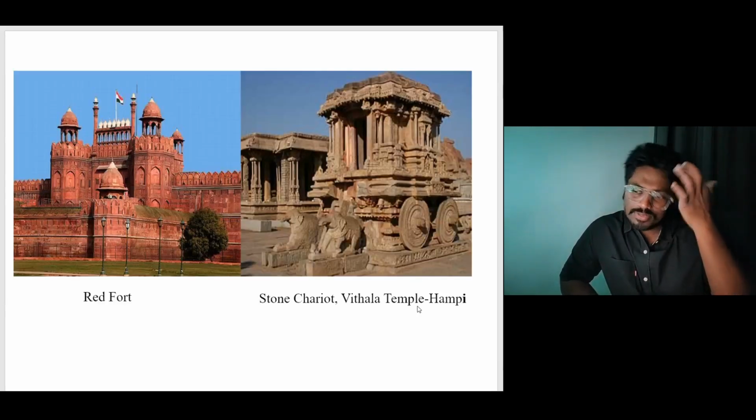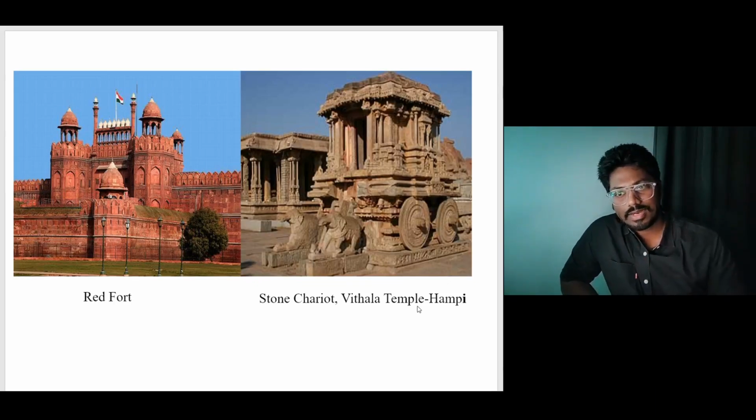So these are the examples. Red Fort is completely made of stone. You have the stone chariot near Hampi, which is completely a monolithic statue, monolithic construction.